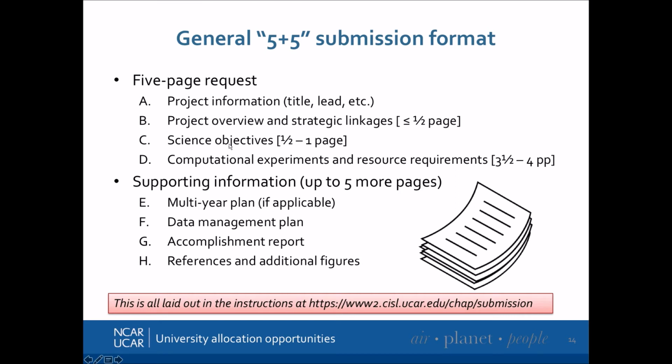If you've computed here before, we also ask you for an accomplishment report, like how have you used your previous allocation, what publications were produced, what were the findings that you got out of the computations you ran, and then finally you can include references and additional figures in the second half of the document, so to save some space in your first part of your 5-page request. Again, they're all laid out in the instructions and with extensive detail over how to provide each of these sections.